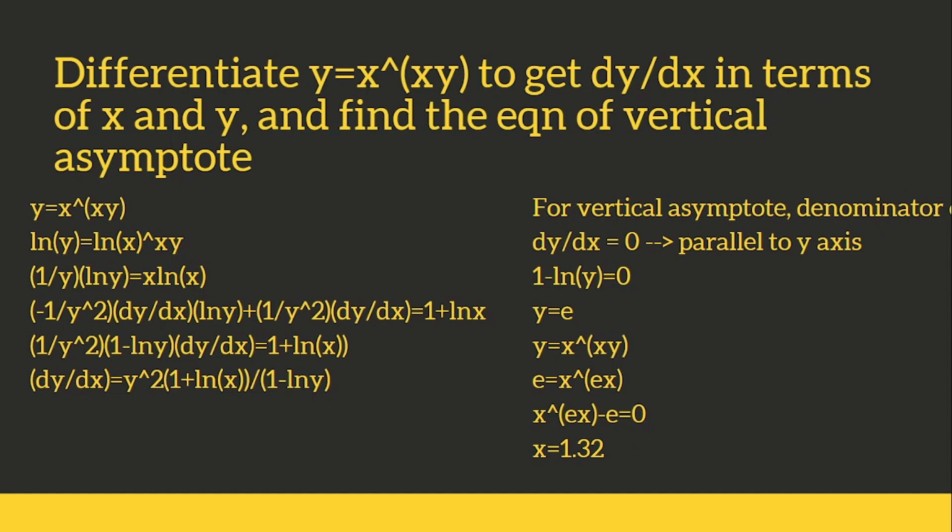So in that case, when we want to find the vertical asymptote, we let the denominator of dy/dx equal to 0, which in this case is 1 minus ln y equals 0. So y in that case equals e. We also know that y equals x to the power of xy. So let's replace y with e, then we can find the value of x. So afterwards, you can use your graphing calculator to find the value of x, which in this case will just be 1.32.